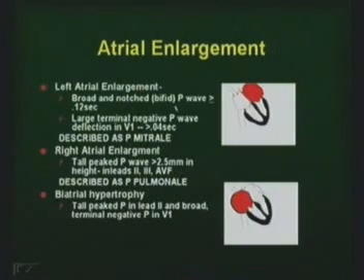So these are the two criteria which you try and remember. The broad notched P wave is left atrial enlargement. Right atrial enlargement is a tall P wave which is more than 2.5 millimeter in height, but the width is not broad. Biatrial, you will have a P pulmonale or a tall P in lead 2 and a bifid or a negative P terminal in lead V1.